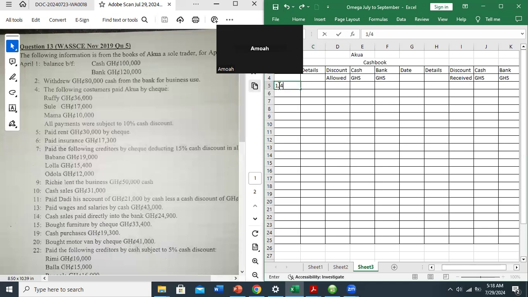So we go 1st April 2016. The details will be balance brought down. So you put under cash.